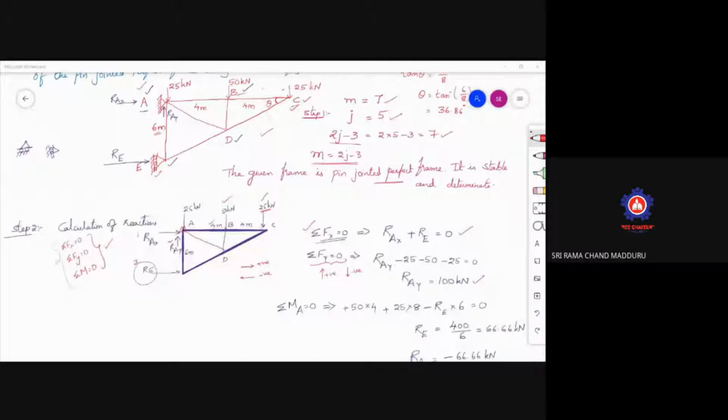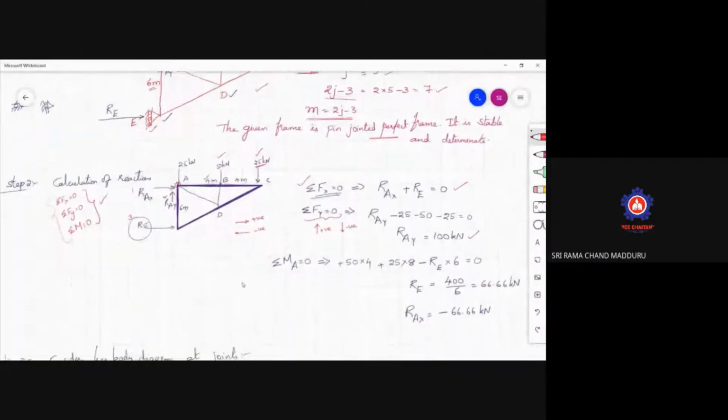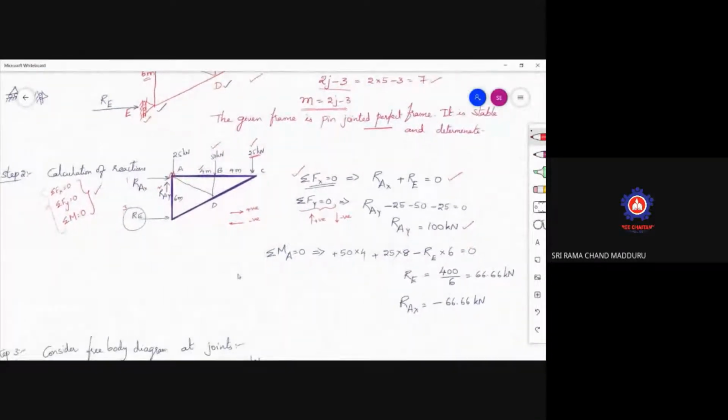Those who were not there in the previous class, please note down the points quickly. Now, taking moment about the point, we know that clockwise will be considered positive. You might have come across all these things in your engineering mechanics, but once again I will repeat.